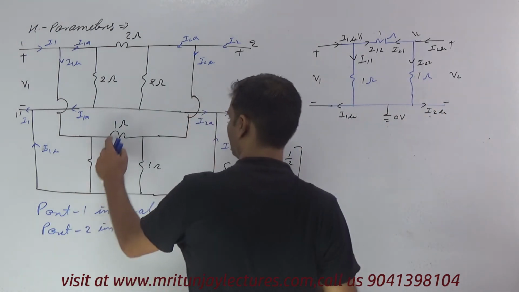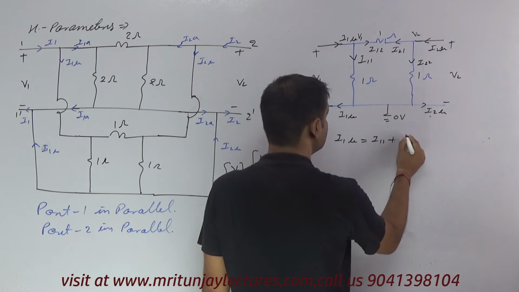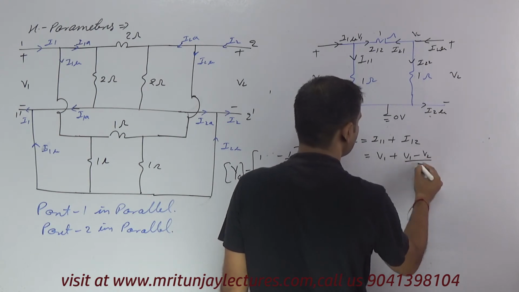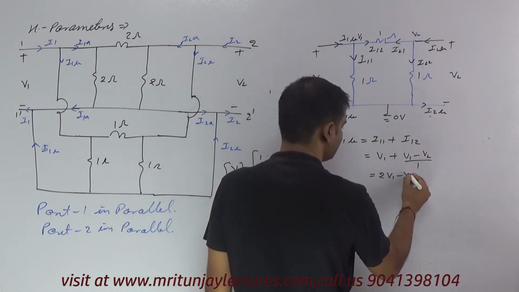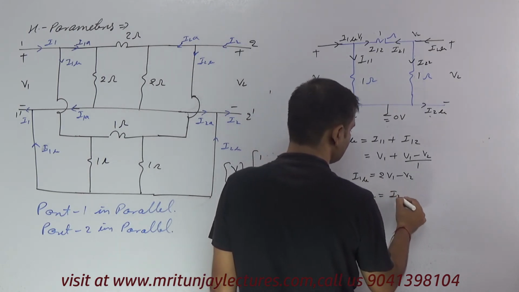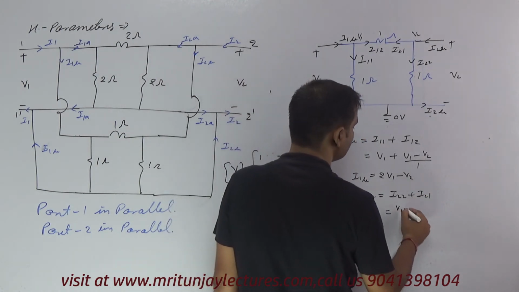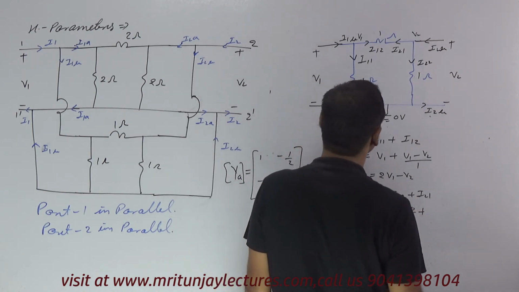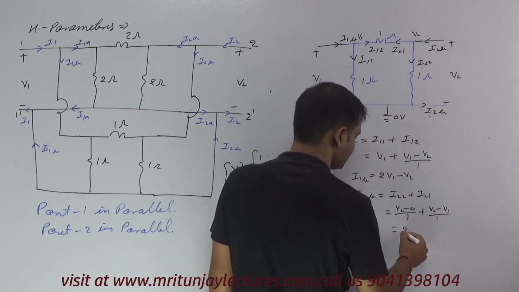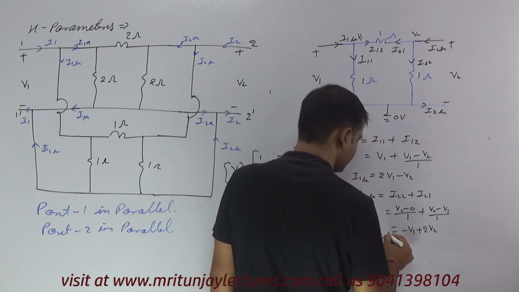Okay, 1, 1, 1. So simply I1B is written as V1 plus V1 minus V2 divided by 1. So 2V1 minus V2, that is I1B. Similarly, I2B is written as I22 plus I21. So I22 is V2 minus 0 divided by 1, plus I21, V2 minus V1 divided by 1. So we got minus V1 plus 2V2, that is I2B.